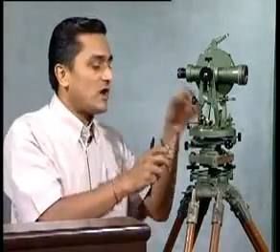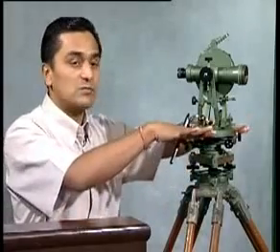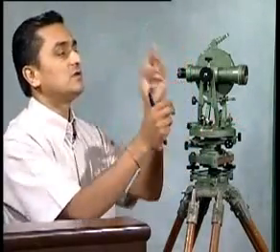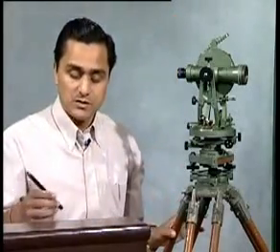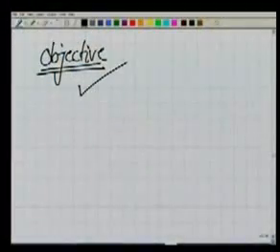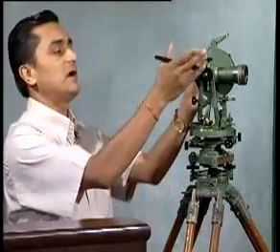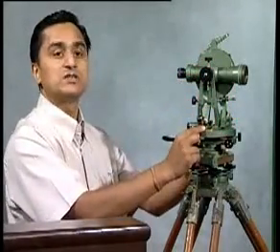And at that moment now, I will rotate my tangent screw of the horizontal plate here as per the requirement to bisect that particular ranging rod exactly. So these are the steps. All these steps we need to do: focusing the eyepiece, focusing the objective, and then final bisection. So once I have finally bisected that particular point, I can see the readings here. Okay, what all these readings are.